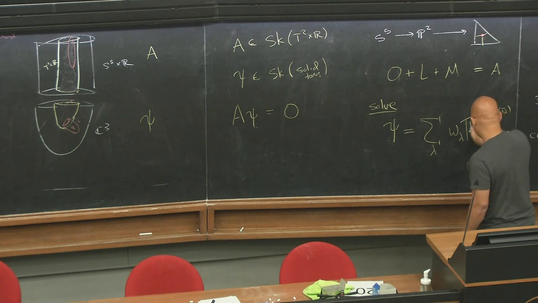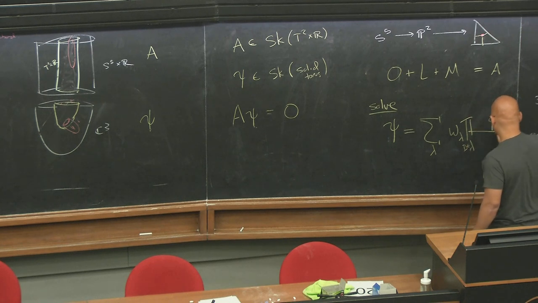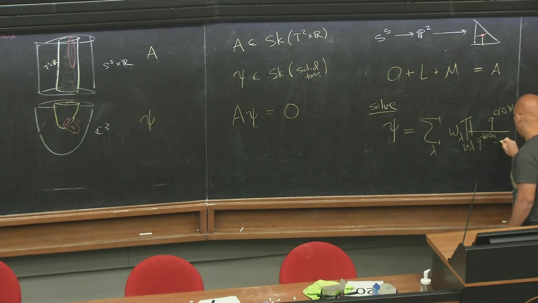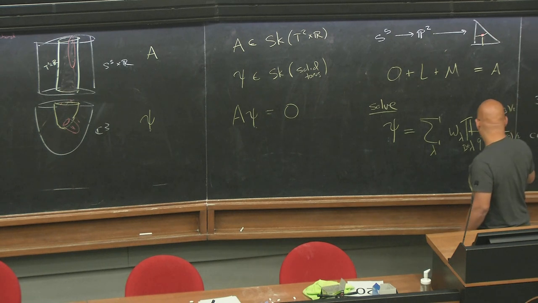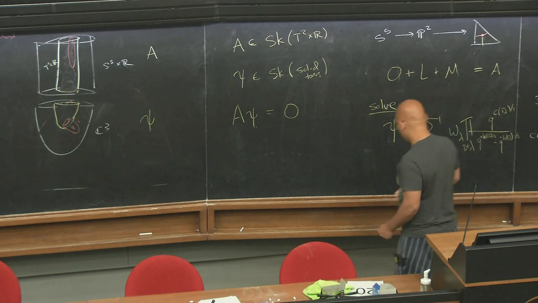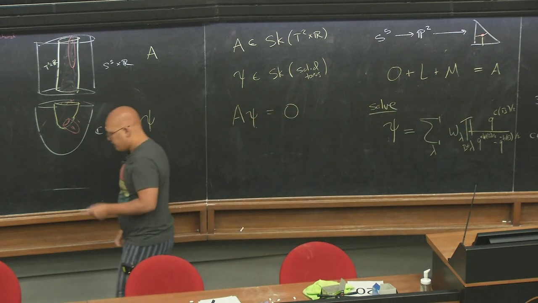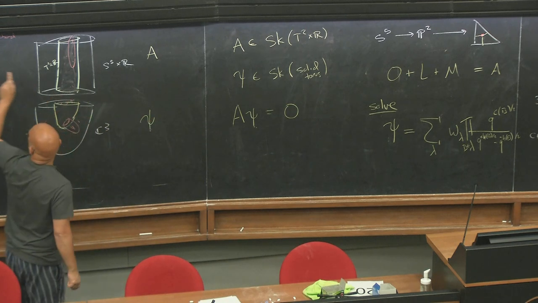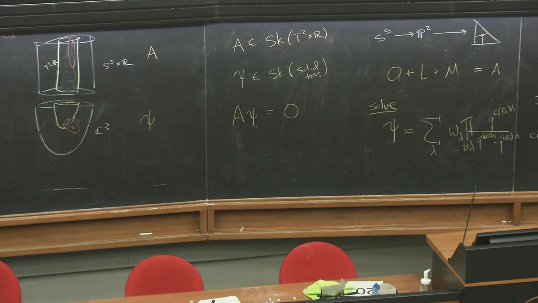There's a product over boxes in the partition, q to the c lambda, q to the minus hook length. It's not important, this formula. I mean, it's important, but for this talk, it's not so important. And that formula, in some appropriate sense, agrees with these previous calculations.